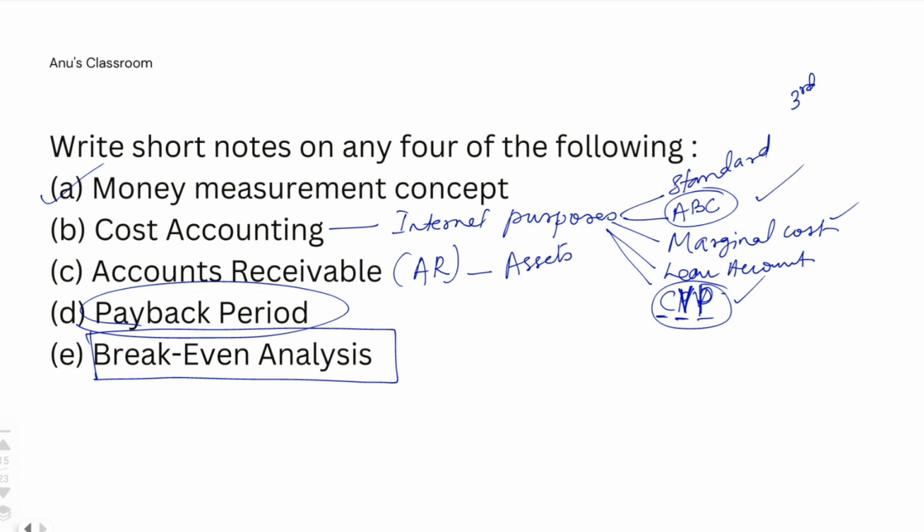More on break-even analysis we'll discuss further when we have that question. Okay, so we'll be moving forward for now.